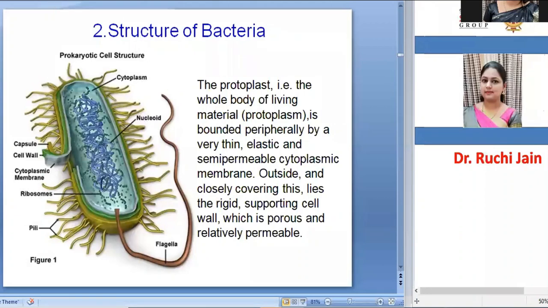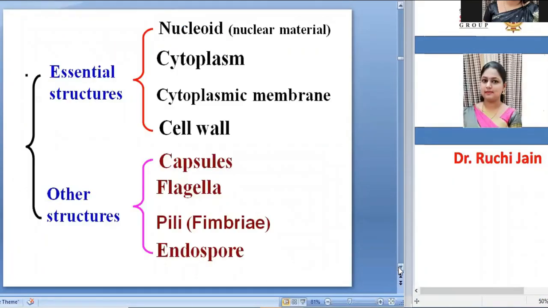If we look at the structure of bacteria, then bacteria have a capsule, then cell wall, then cytoplasmic membrane, ribosomes, pili, flagella, nucleoid, and cytoplasm. All these are the structure of bacteria. Some are essential structures and some are other structures which help the bacteria for movement, for protection, for cell division. So today we will see the essential structure of bacteria.